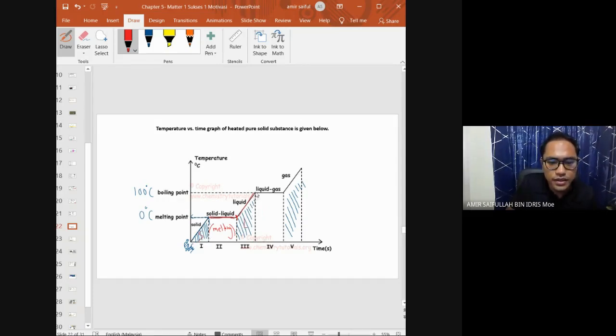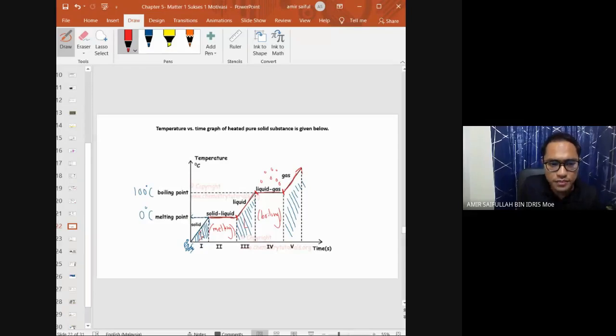This one is solid. Then they will stop once they reach 100 degrees Celsius, which is the boiling point. When they stop, the temperature does not change anymore. So this is the process where the boiling will happen. So you boil, and it will change into gas. Only when all the liquid has changed into gas will the temperature start to increase again.